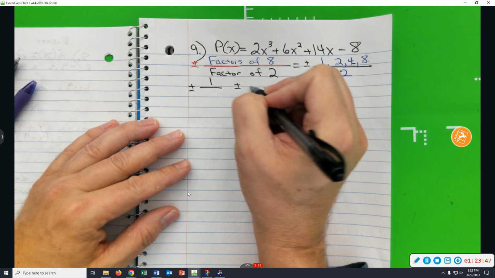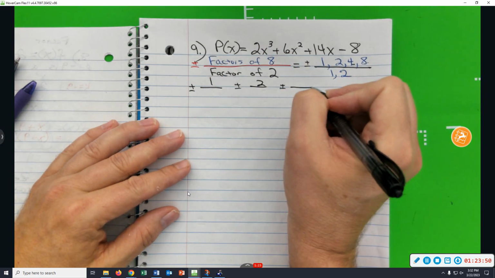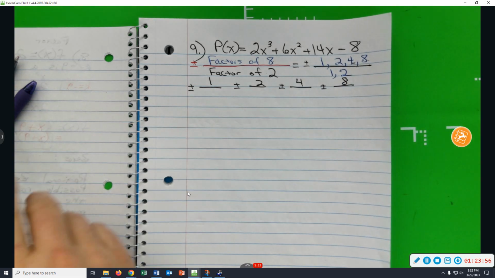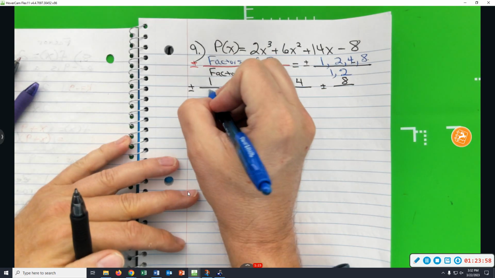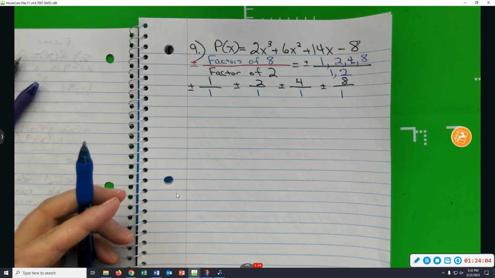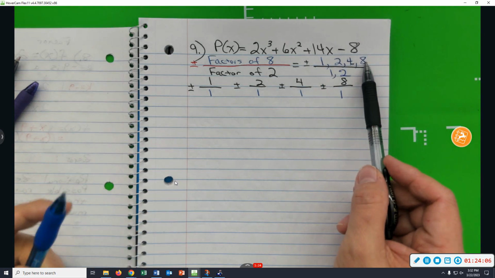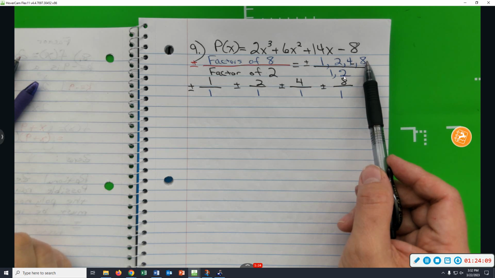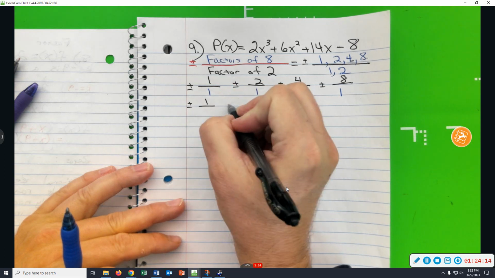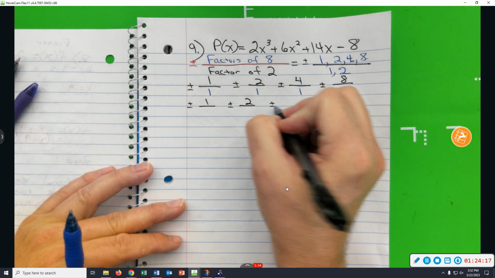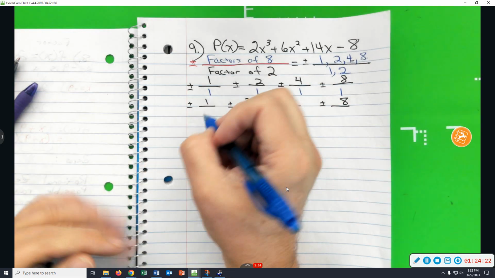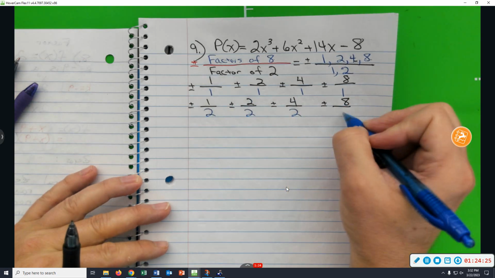1, 2, 4, and 8. I'm going to put all of those numbers over 1. And then I'm going to take 1, 2, 4, and 8 and put all of those numbers over 2. So we'll clean it all up in a minute. Put them all over 2.